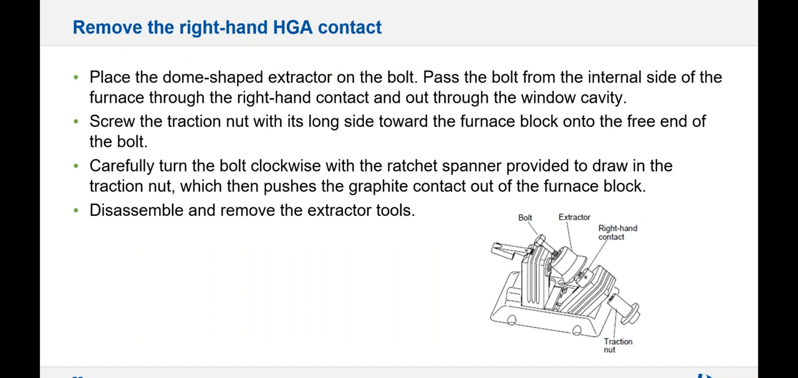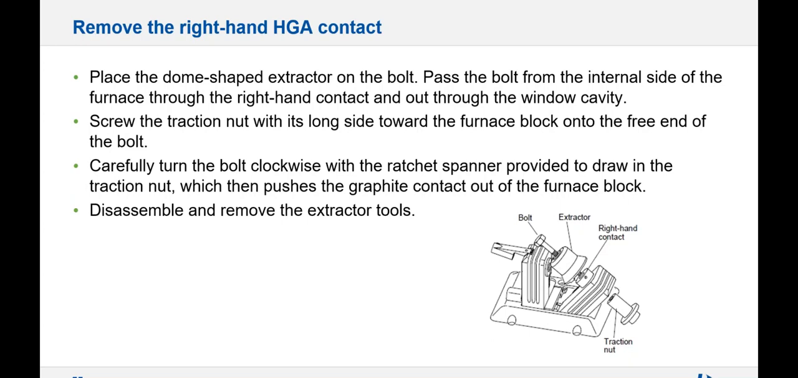So the first thing you're going to do is you're going to remove the right-hand contact cylinder, and you're going to place the dome-shaped extractor on the bolt, pass the bolt from the internal side of the furnace through the right-hand contact and out through the window cavity. Then the traction nut is screwed onto the bolt with the long side toward the furnace block, onto the free end of the bolt. So you always use the long side when you're removing the contact cylinders because it's going to push the contact cylinder out.